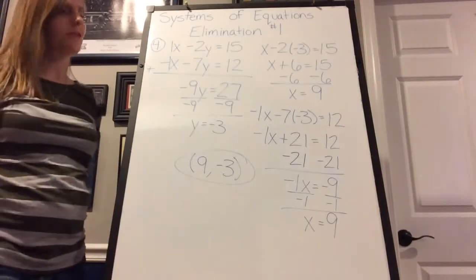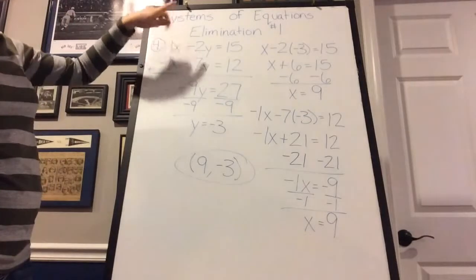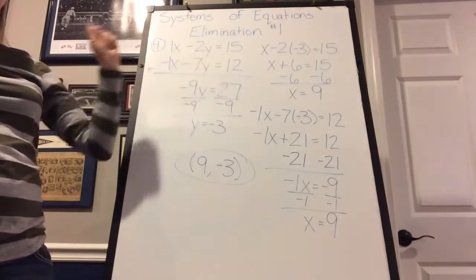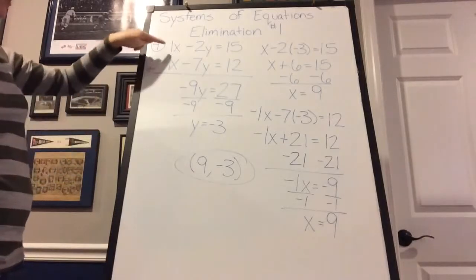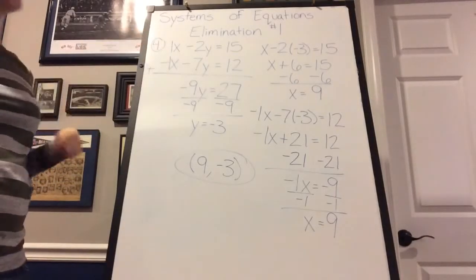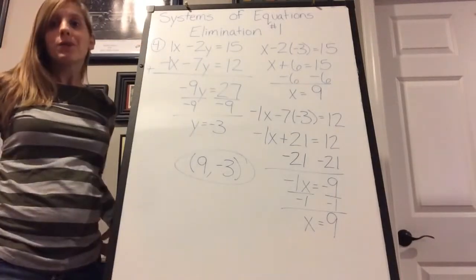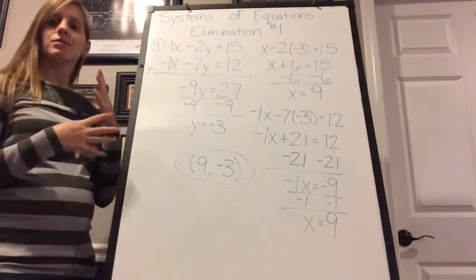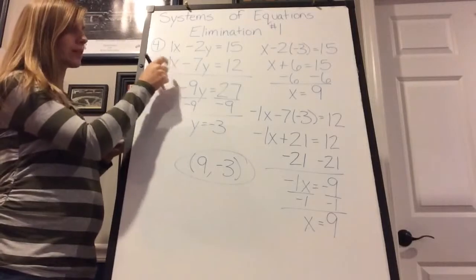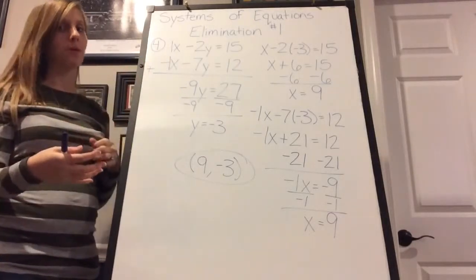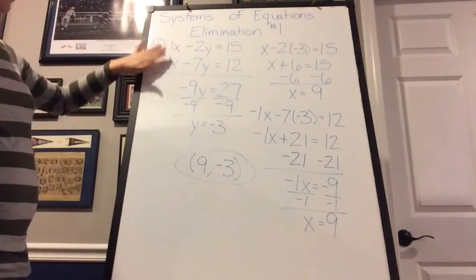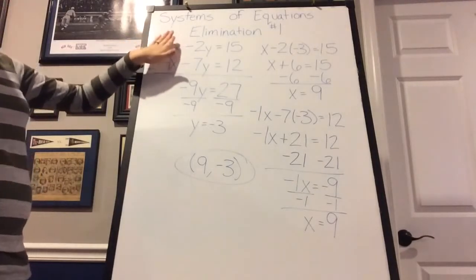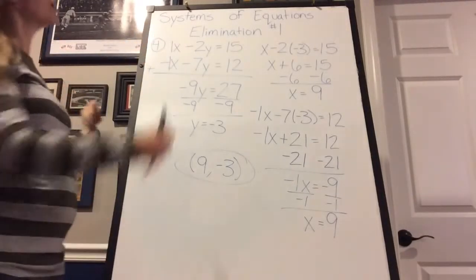For problem number 4, our equations are x minus 2y equals 15 and negative x minus 7y equals 12. You'll notice that right away I filled in those ones. I wanted to make sure that I knew what number was in front of those x's. So I go ahead and put the ones in there. Remember, anytime you have a letter without a number in front, you can always put a 1, okay? So that shows me this is a positive 1x, negative 1x. Those are eliminated when I add the two equations.